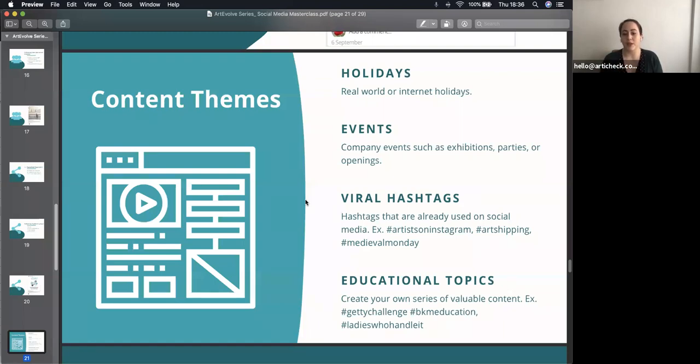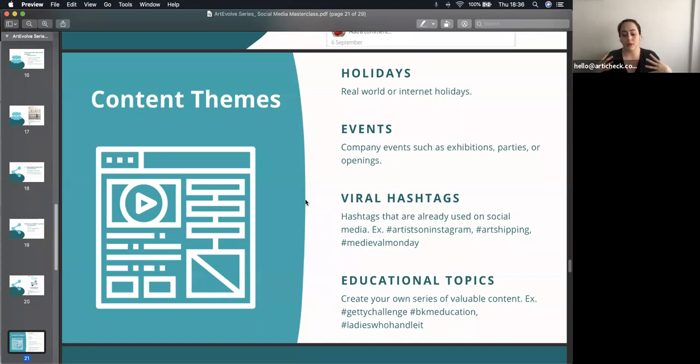Then educational topics. Create your own series of valuable content. So some examples are the Getty Challenge. So the Getty Museum has actually put out a challenge for people to create lookalikes of their artwork at home. So this would be a good example of an institution actually creating their own set of content.